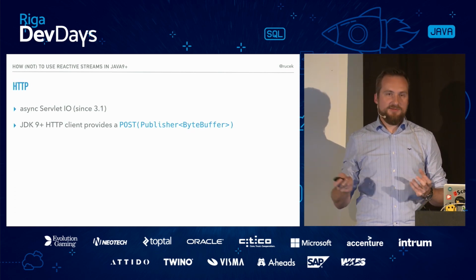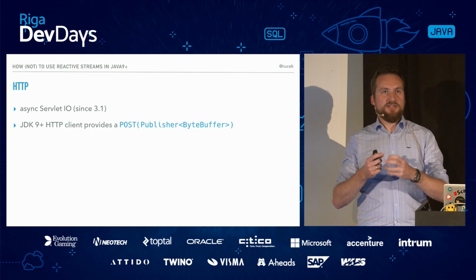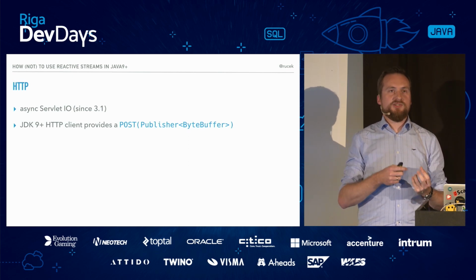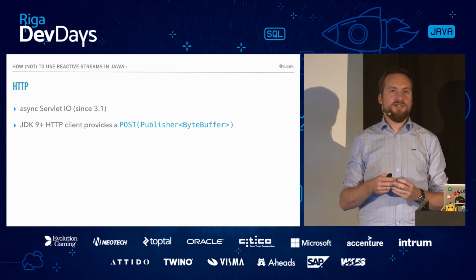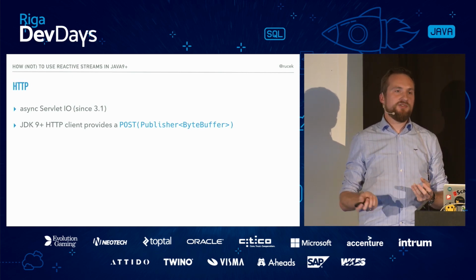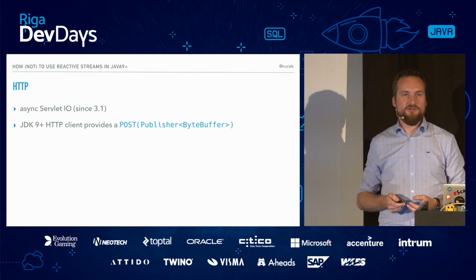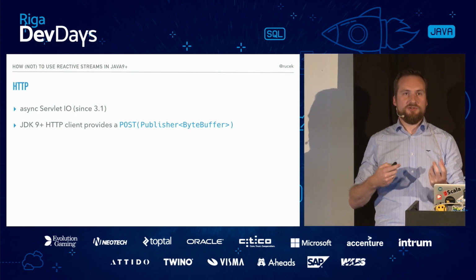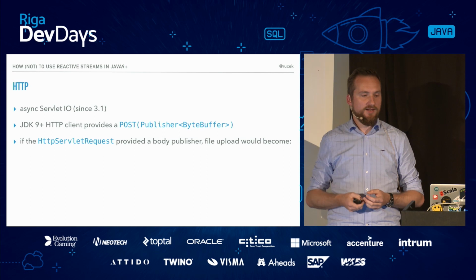And it supports, for example, something like supplying a publisher of data to a post method. So basically, having a publisher of your data, you could make a post request to a server, and then just give it a publisher, and it will take care of sending the data with the backpressure and with all the magic that you would like to have.